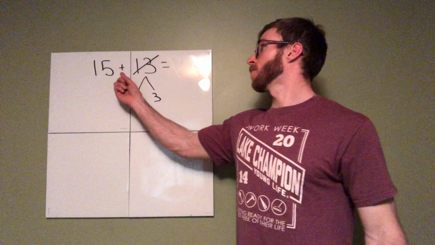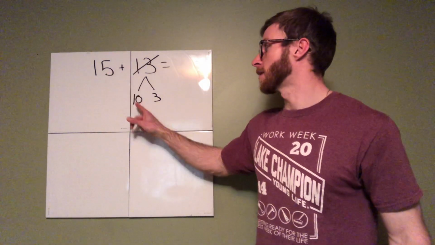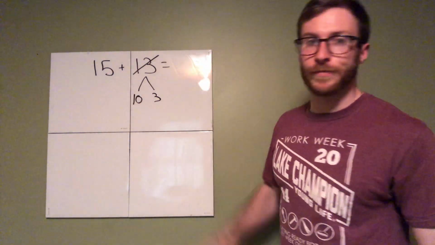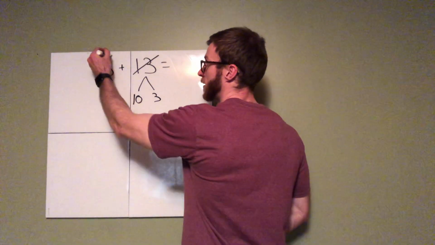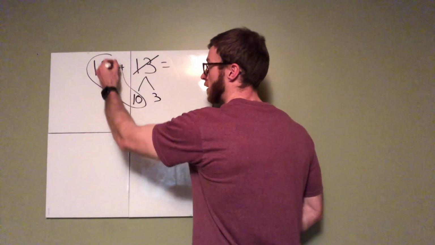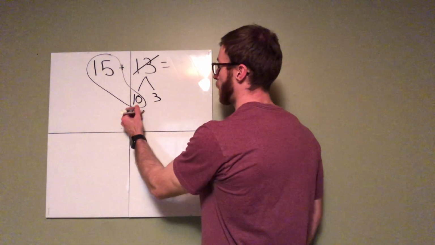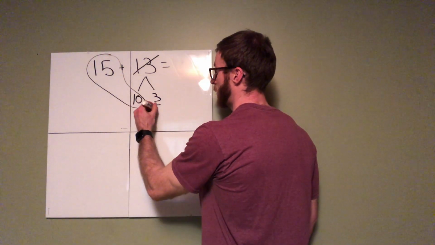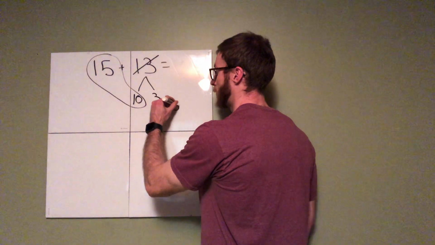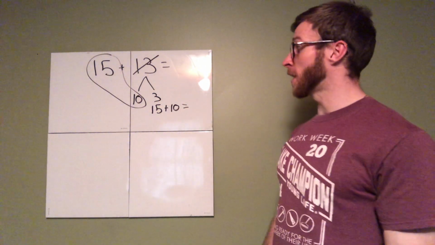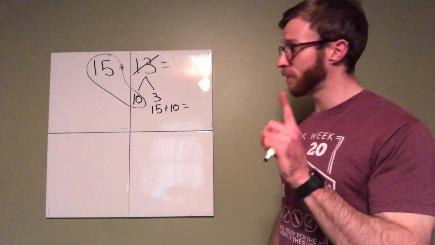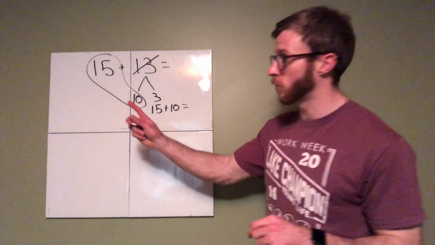So now I have 15 plus 10 plus 3 equals something. I'm going to add my 10 and my 15 together first. So I'm going to write 15 plus 10 equals. Now, oh, two big numbers. That looks really hard to add. But it isn't when you break it down this way and do it this way.